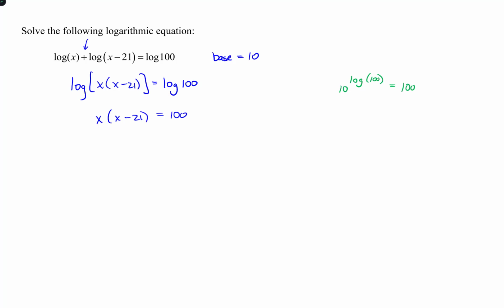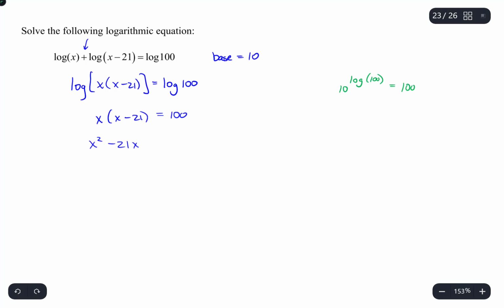Next up, getting x by itself, it looks like I'm going to have a quadratic because when I distribute this, x times x is x squared, x times negative 21 is negative 21x, and then I have that equal to 100. But because of that quadratic term, what I need to do is get everything to one side of the equation. So I'm just going to subtract 100 from both sides, and hopefully it will factor.